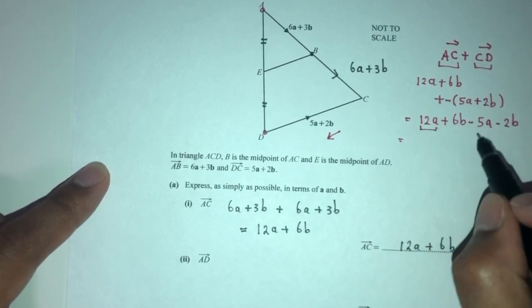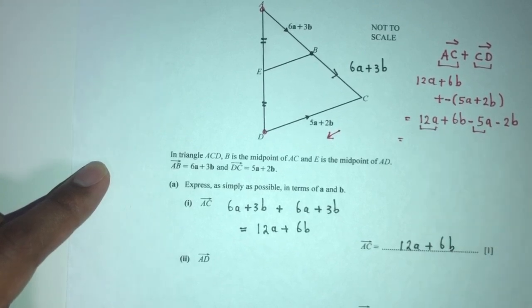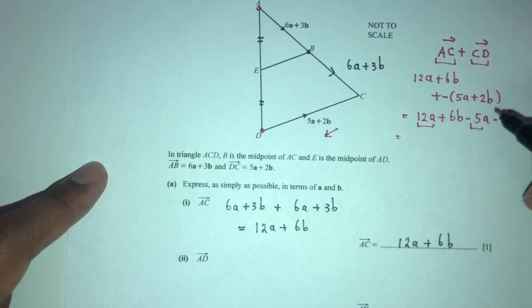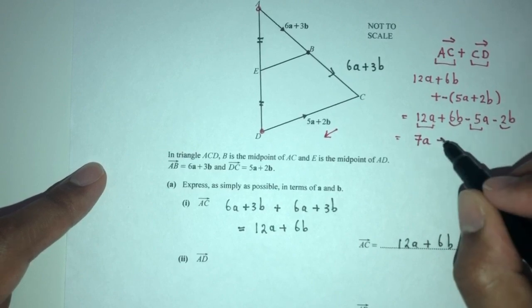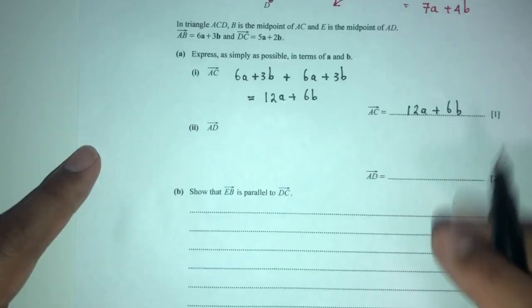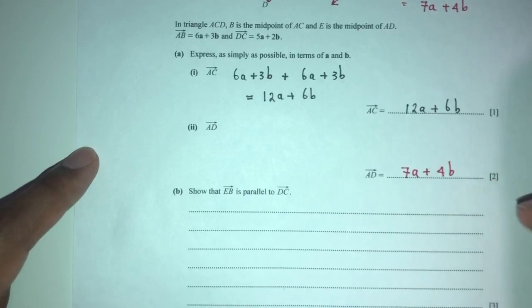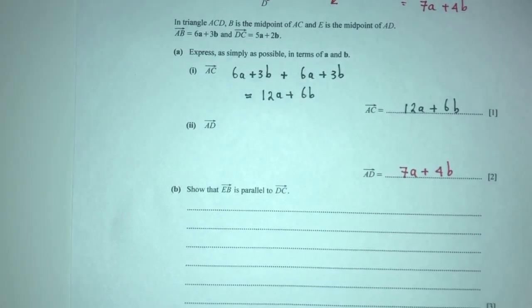Obviously, you can only subtract the same kind of variables. So 12A minus 5A, that should be 7A. 6B minus 2B, that should be plus 4B. That'll be part 2 of your question. Now you have that. Now what else can we do?